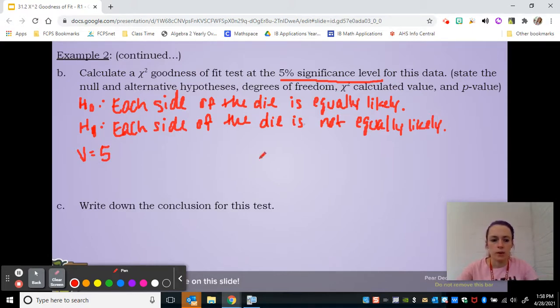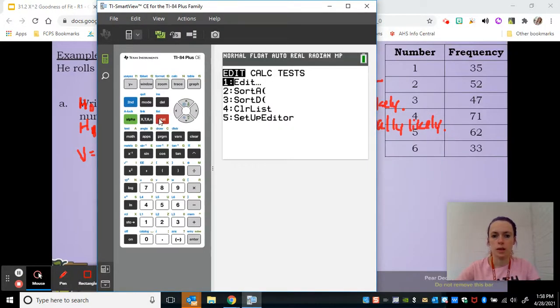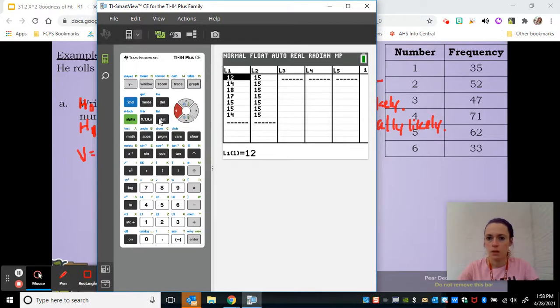Doing the calculated value, I'm going to open up my calculator into Stat and Edit. You can clear them out or leave them in. I'm putting my frequencies into L1 because this one has the number on the side of the die. It looks like you might want to do that too, but you don't. Remember, that's what we're looking at. Just like with the days of the week, that's the equivalent of the days of the week in this problem. My expected frequencies was 50.